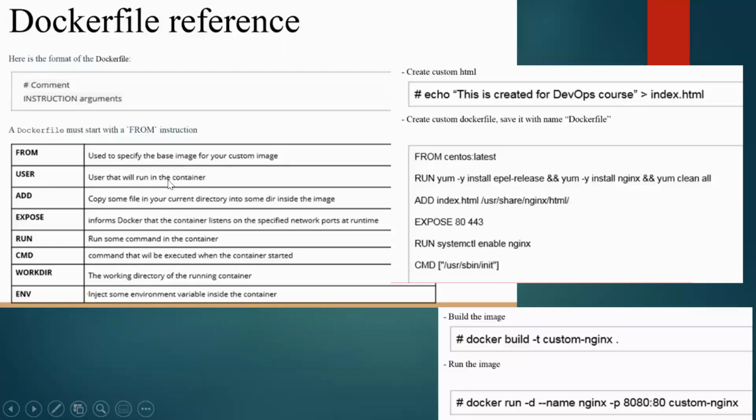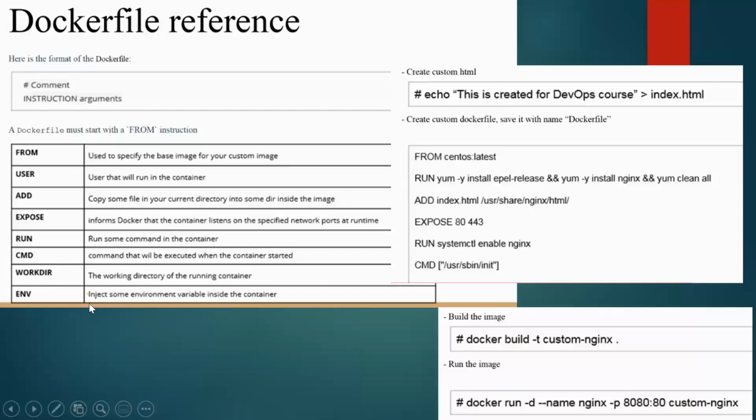Whether he has the power to do this or not. Add means add some files. Expose means the internal port number will be exposed. I'll go into detail with all these things, okay? Run means in case you want to run some commands. CMD is the entry point, okay?